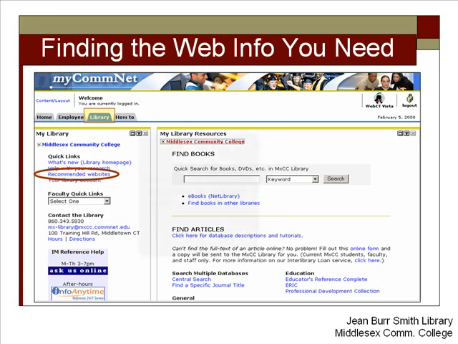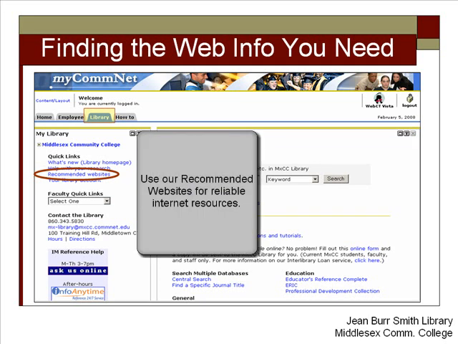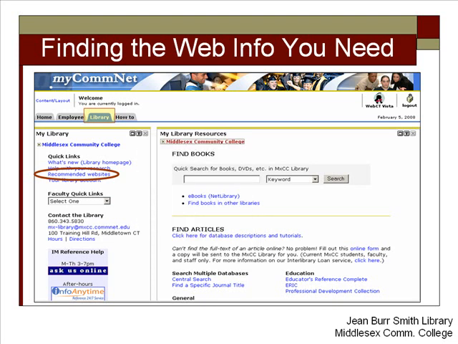A reliable, quick way to search for websites is to use the library's recommended websites. These are sites compiled by Middlesex librarians and verified to be appropriate for use by students doing academic research. They are organized by subject to help you find what you need quickly.